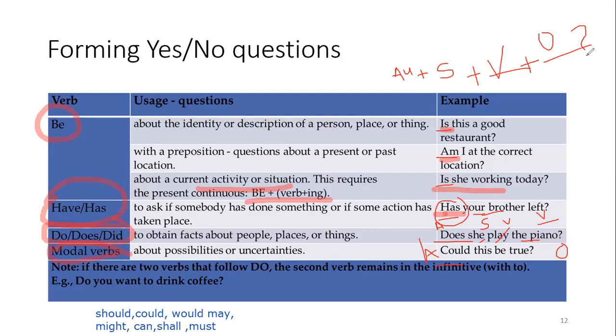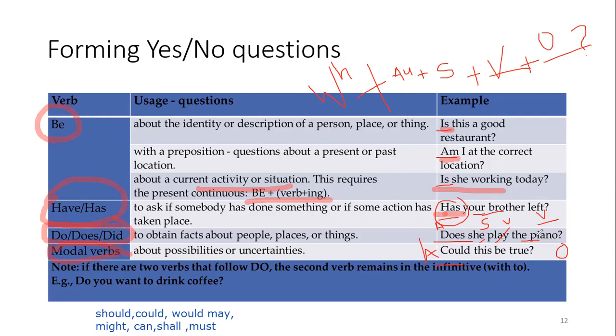Okay, the same way, to make WH questions, you add a WH word to the front. Okay, WH word, auxiliary plus subject plus verb plus object. For example, now if you take the same example, does she play the piano?